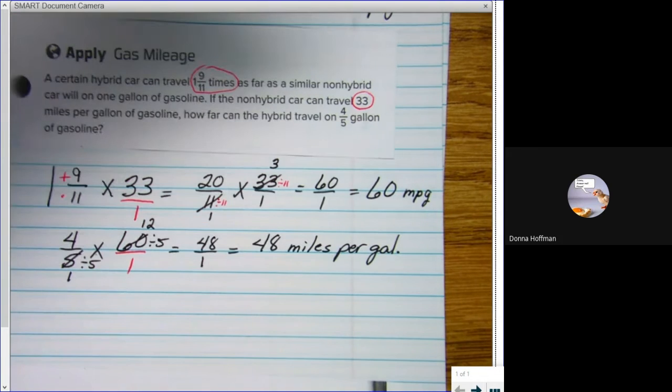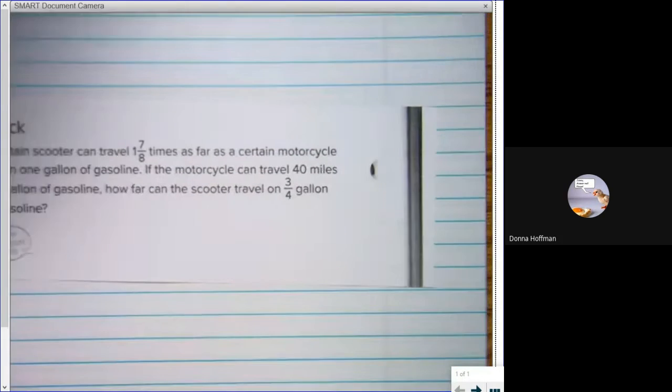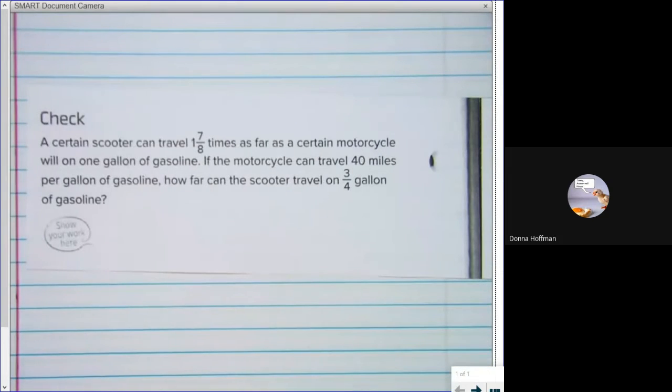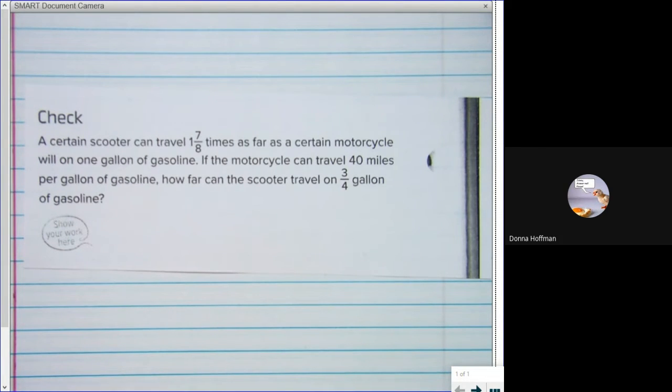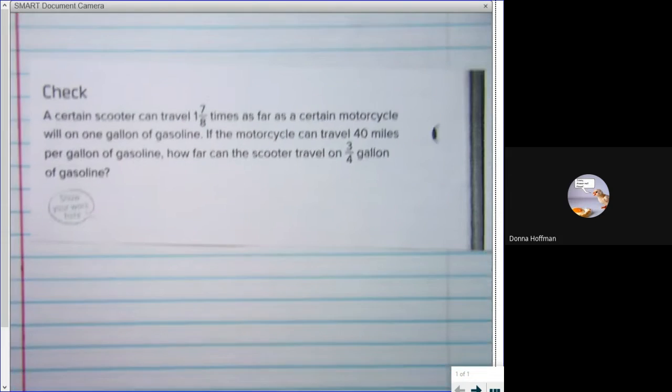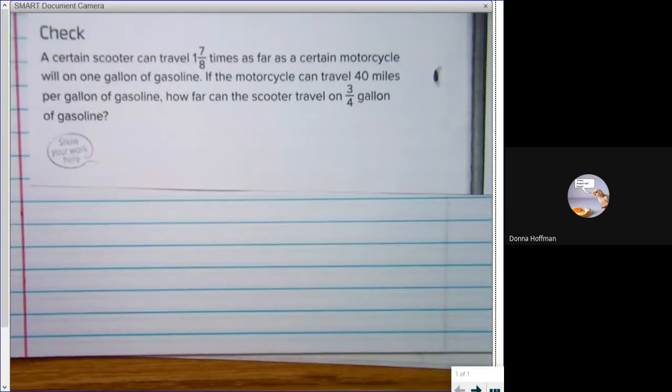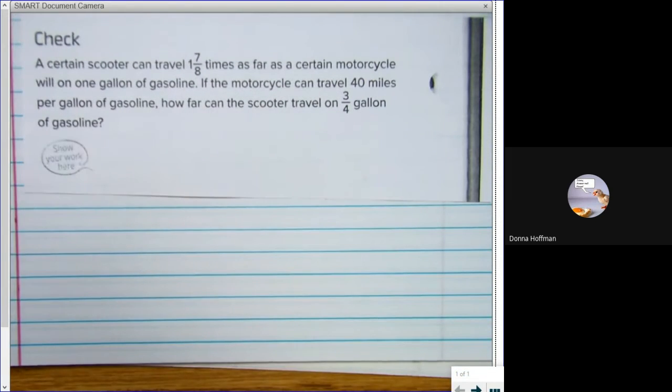The second one on that page is a check about a scooter. It can travel 1 7/8 times as far as a certain motorcycle. If the motorcycle can travel 40 miles per gallon of gas, how far can the scooter travel on 3/4 of a gallon of gas? At this point, you should probably pause the video and see if you can do this on your own, and then unpause the video and check your answer with me.